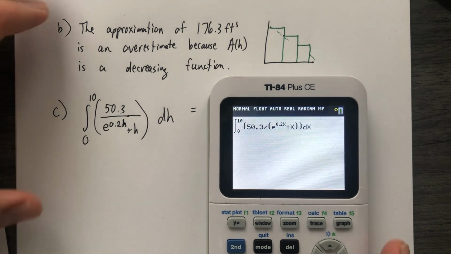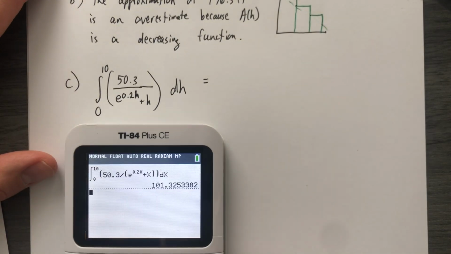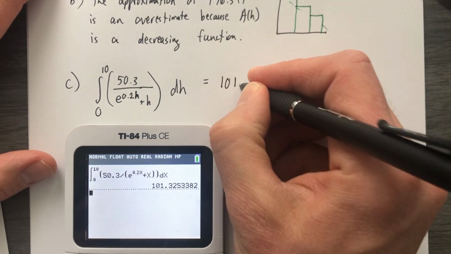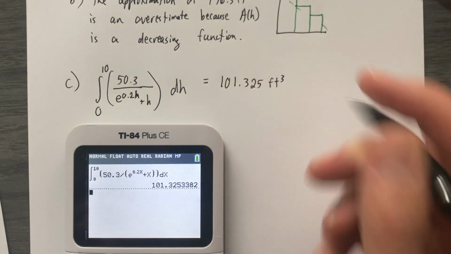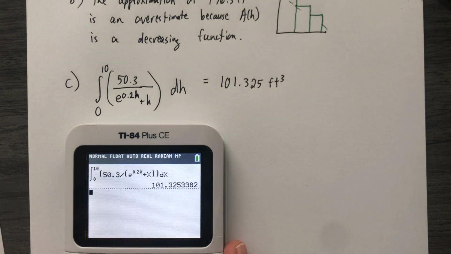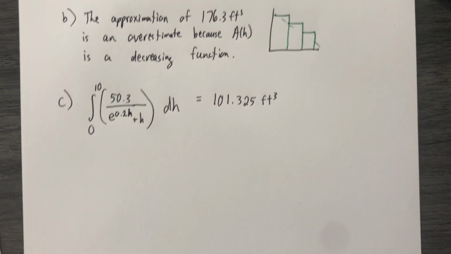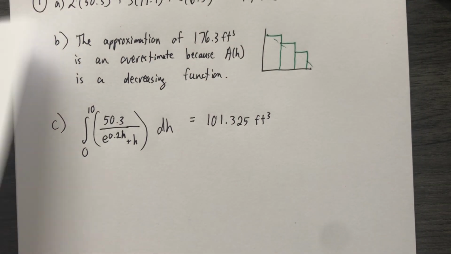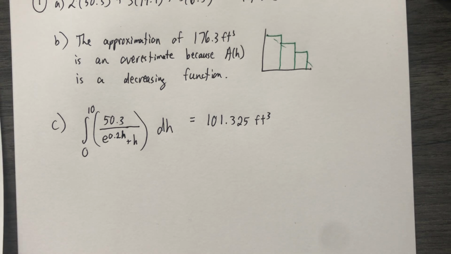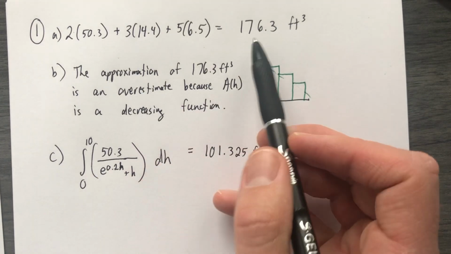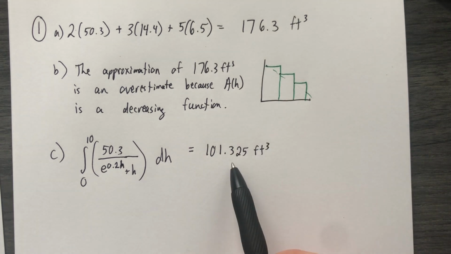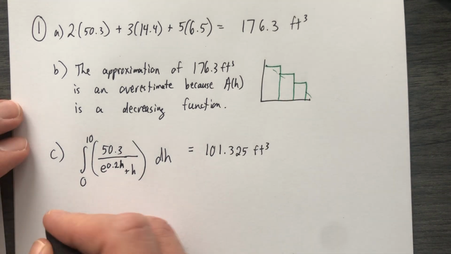And 101, there we go. 101.325, let's put some units on that. And they did say indicate units of measure, so we did that. Let me also point out here that the approximation was an overestimate. Sure was. Just saying.